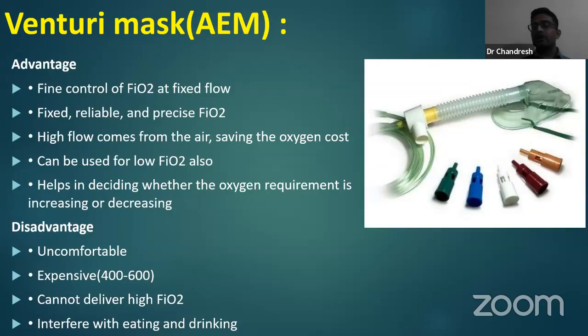Just now I spoke about the color coding. It comes as almost 5 to 6 colors. Advantage I like, we can control the FiO2 very well. It is a fixed, reliable, and precise FiO2. High flow comes from the air, and that's why we can save the oxygen cost. It can be used for the low FiO2 also, and helps in deciding whether the oxygen requirement is increasing or decreasing. Again, expensive, cannot deliver significantly high FiO2 like non-rebreathing mask. Next.